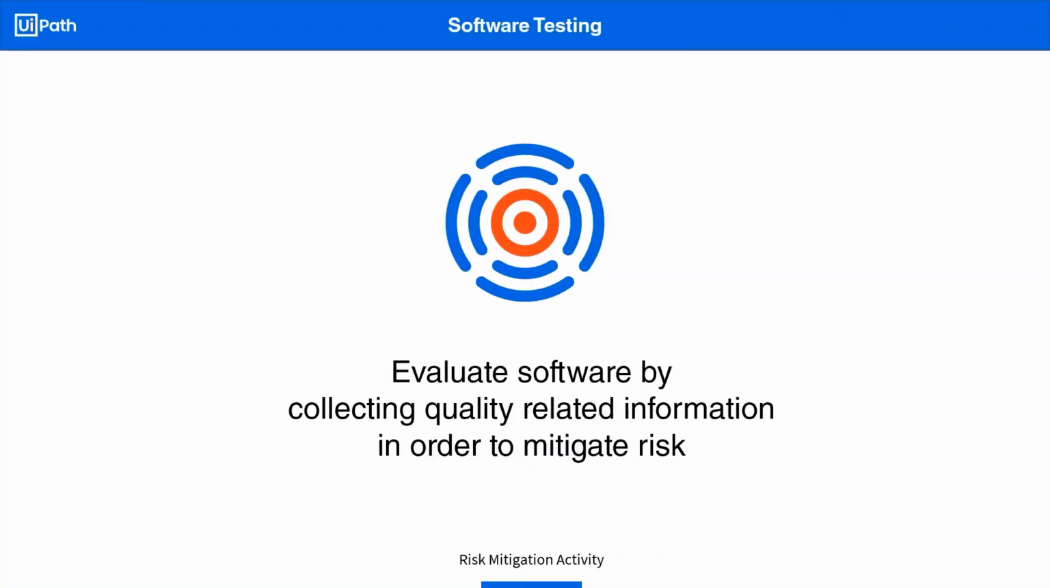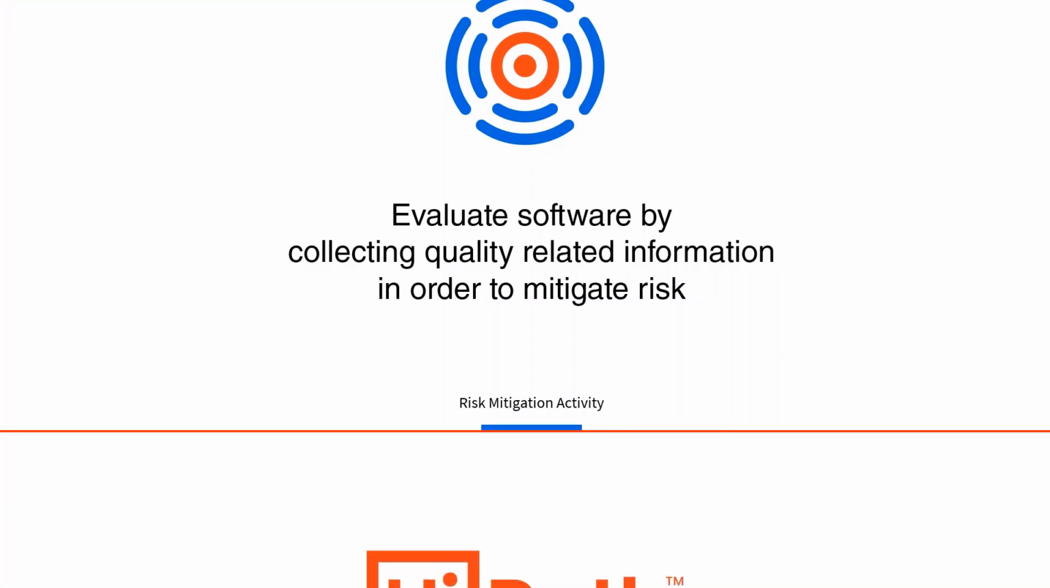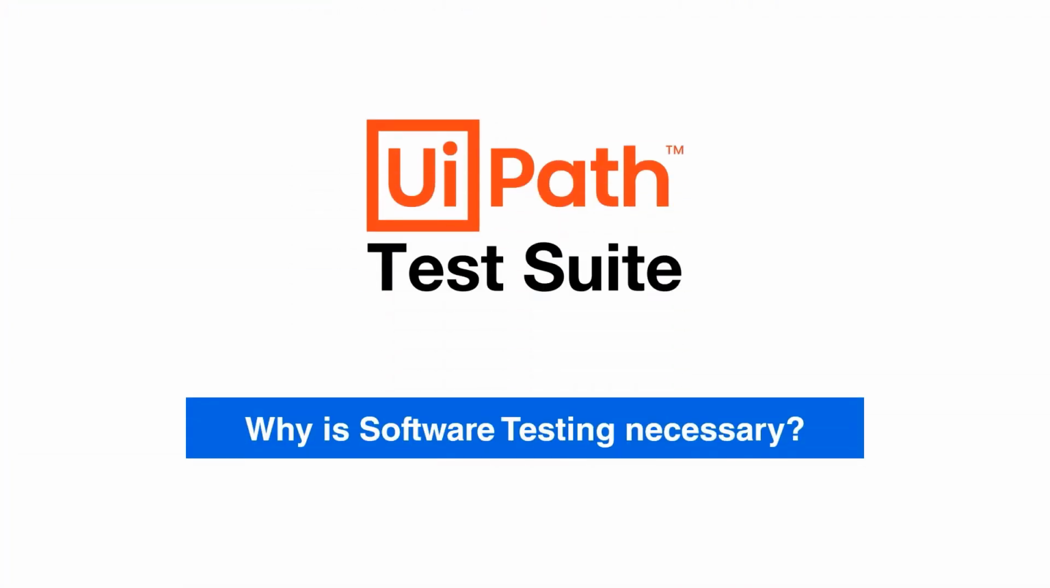To conclude, the goal of software testing is to collect quality-related information. This helps us decrease risks and make better decisions about the shipment of the product versus going back for bug fixing and redesign. But why is software testing necessary?